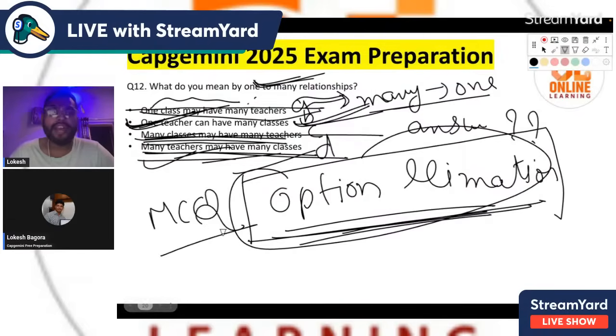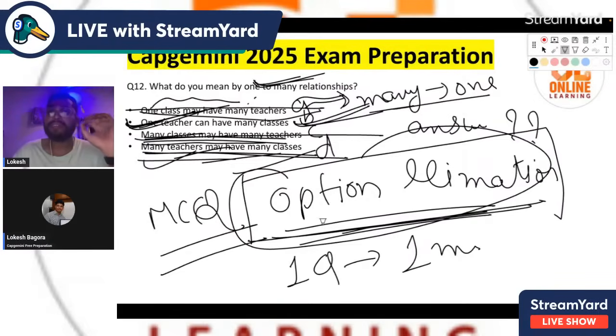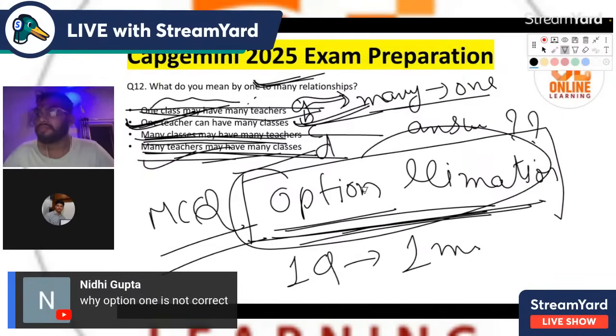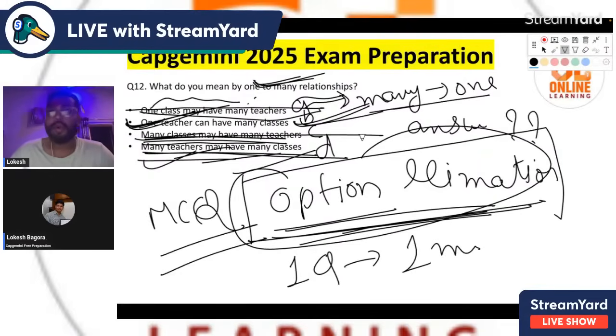This is very helpful, guys, because there is only one minute per question. There is very little time, so you need to eliminate the options like this. As I told you, option one says one class may have many teachers. That is a many to one relationship. This is a statement for a many to one relationship, guys, but the question is asking for the reverse, that is one to many. So the correct answer for this question is option B.